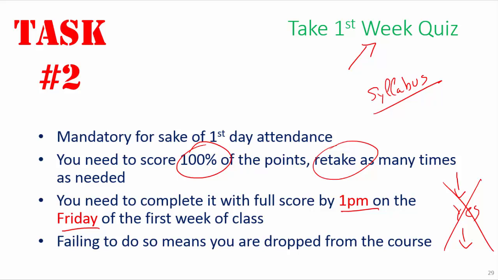On Friday, shortly after 1 p.m., I will automatically use the gradebook to mark as present every student who obtains the maximum score. So everybody who took the quiz by the deadline and scored 100% of the points is marked present for the sake of first day attendance. And everybody who didn't take the quiz or didn't score 100% of the points is marked as absent. That doesn't mean that you are dropped out of the course.